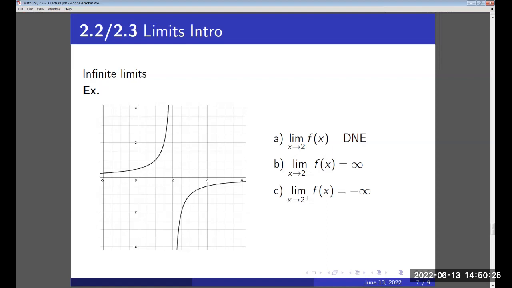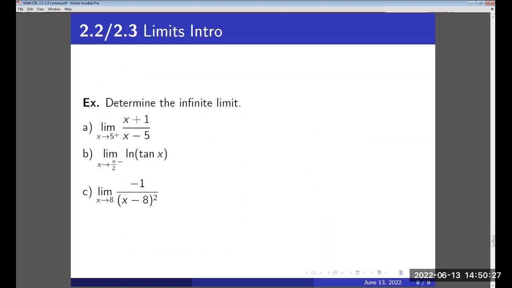Obviously, things get harder when you don't have a graph. So let's take a look at a couple of these. Each one of these has some similarities, but there'll definitely be some differences in how we go about them. So let me switch cameras here. We'll start with x plus 1 over x minus 5, the limit as x approaches 5 from the right. Let me stop sharing, switch my camera.